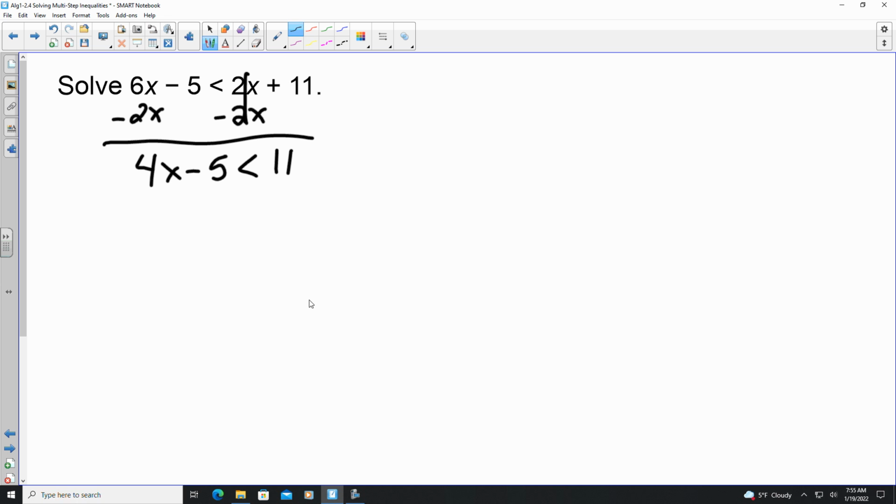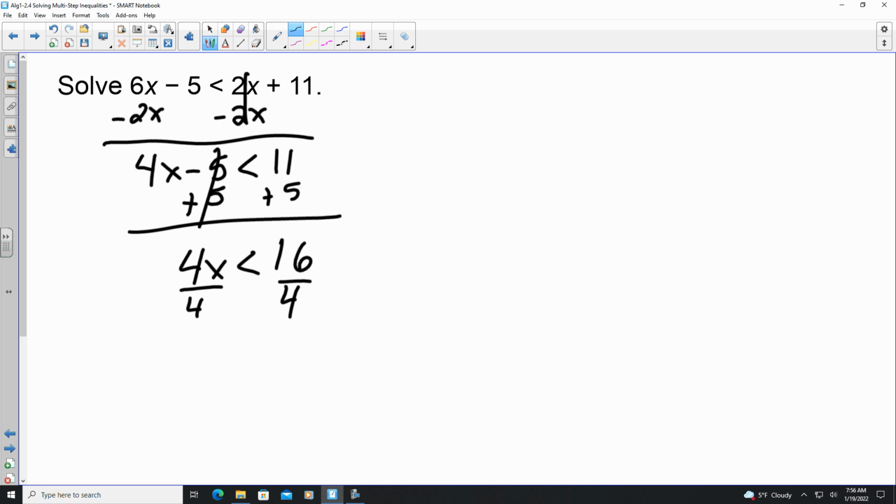Now I can go about solving like I did with the previous examples, adding 5 over here. That gets canceled on the left side. So now I got 4x is less than 16. Getting x by itself, we must divide both sides by 4. It's a positive 4, so my inequality is going to remain the same as less than. My variable is on the left-hand side. Very good. 16 divided by 4 is 4. So graphing that, it doesn't ask to, but I'll do it anyway. This is an open circle. My arrow is pointing to the left.